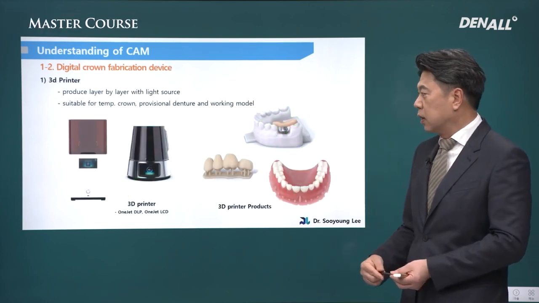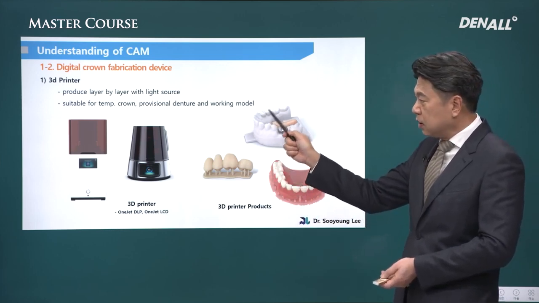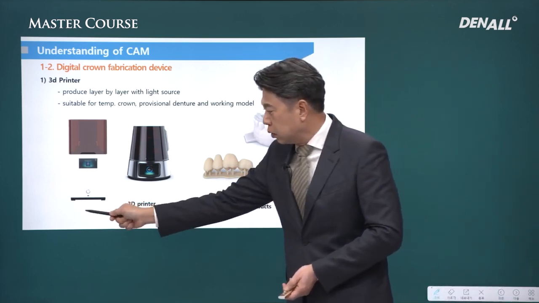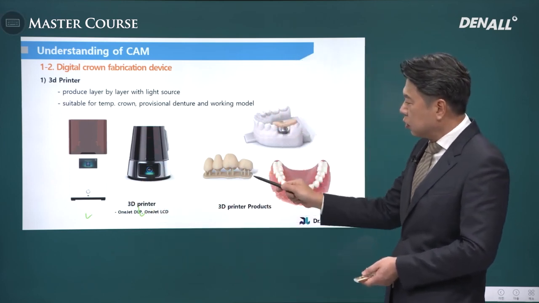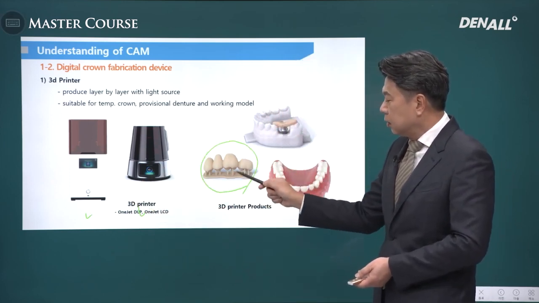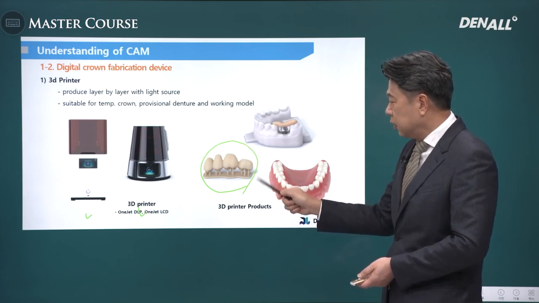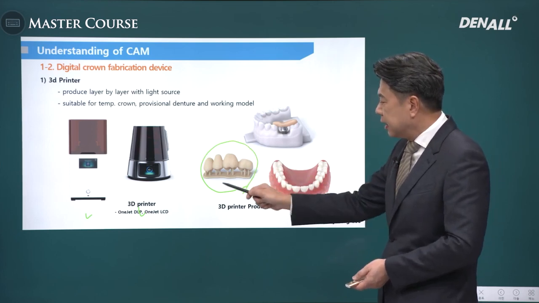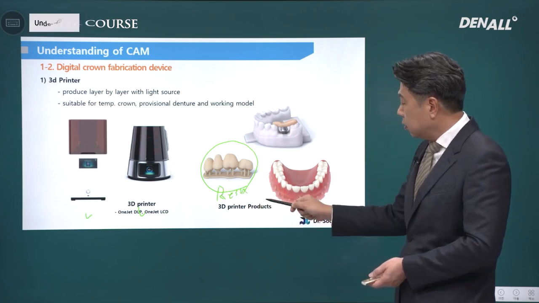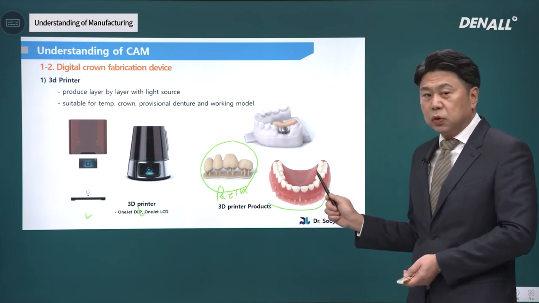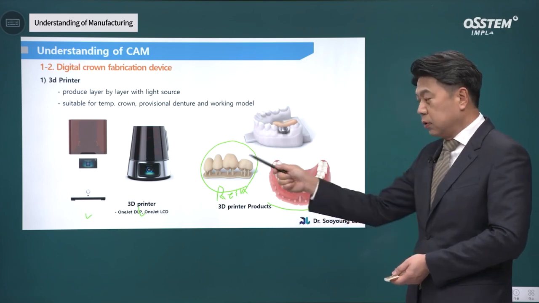3D printers. There are two from Austin. I will go over it later. PMMA, temporary crowns made of resin, polymerized resin. We can use 3D printing for temporaries and even permanent dentures these days. It obtained approval for such use.